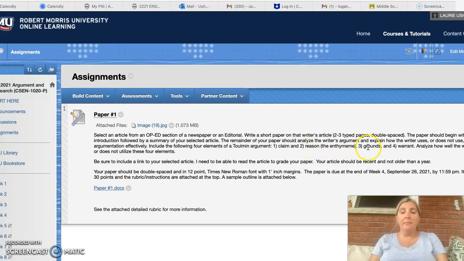You do not need to cite it. And then you should examine grounds and the warrant. The warrant can be the most tricky. The warrant will not be directly stated in your article. The warrant is something that the audience believes in order to make this a logical argument. So really examine the examples given in the textbook so you can kind of see how the warrant works. So you're not necessarily going to be looking for a word-for-word line in your article, but think about what people need to believe in order to make this argument true.